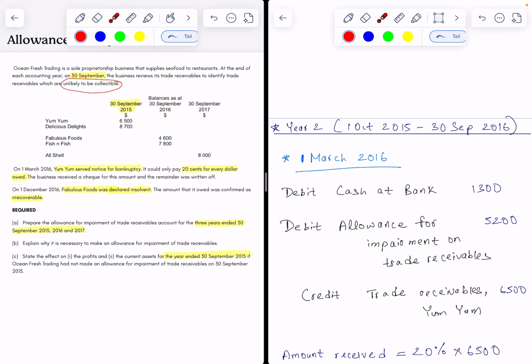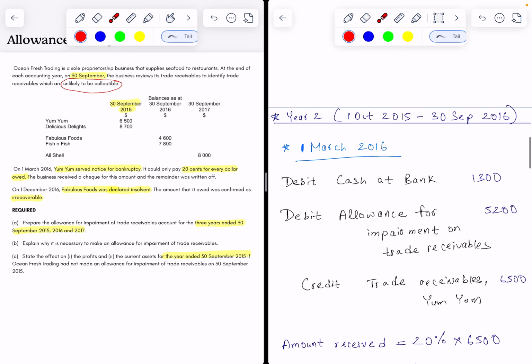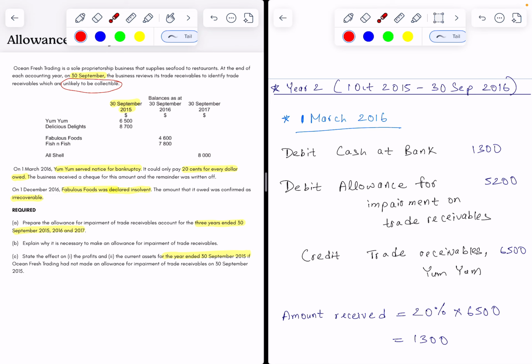Starting with the first information that we're given, right underneath the table, we can see that on 1 March 2016, Yum Yum served notice for bankruptcy. It could now only pay 20 cents for every dollar owed. The business received a check for this amount and the remainder was written off. All right, so let's understand how we can journalize this transaction with regards to Yum Yum on 1 March 2016.